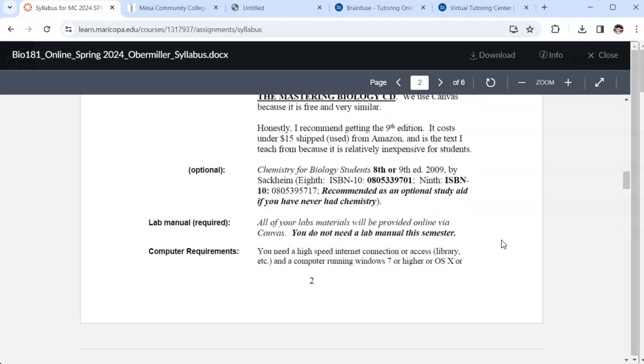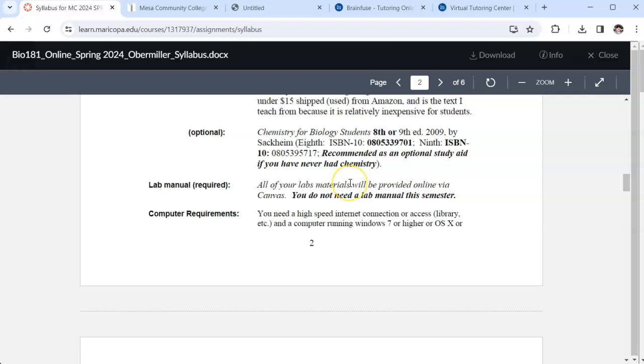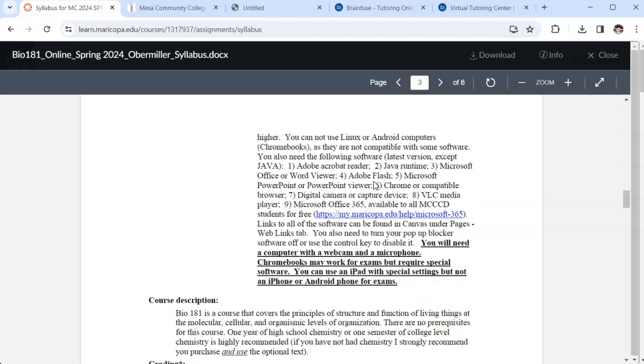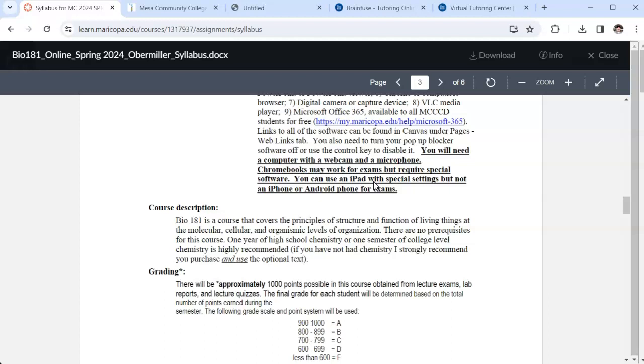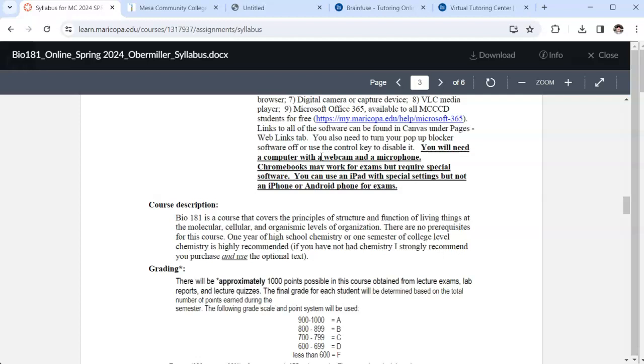The lab manual is required, but I already gave it to you online, so you don't need an actual lab manual this semester. Everything's posted on Canvas. You'll need high-speed internet. All this stuff is online, so you'll need to watch the videos on YouTube and so on. You need a computer with a webcam and a microphone because the proctor has to monitor you. So if you don't have that, then this is probably not the right class for you.